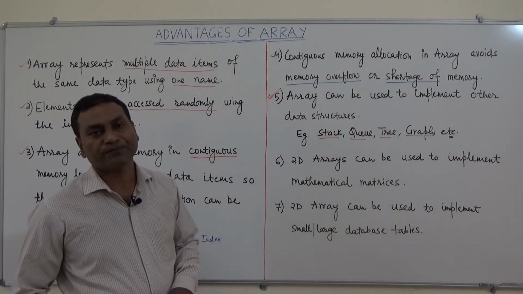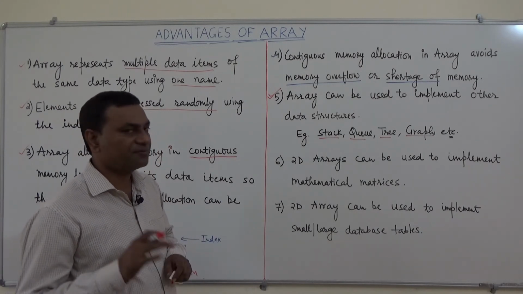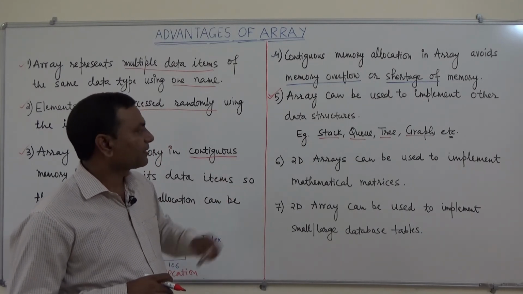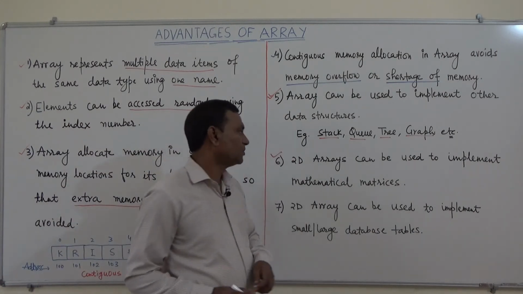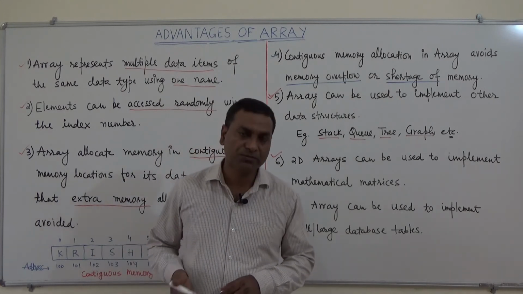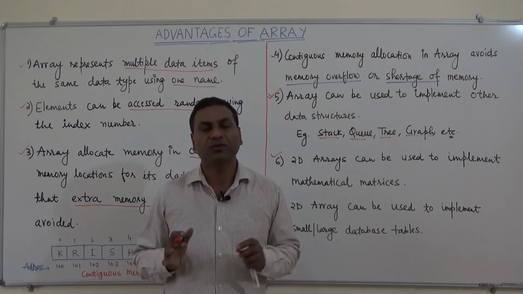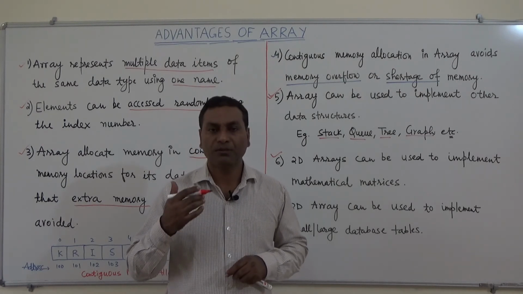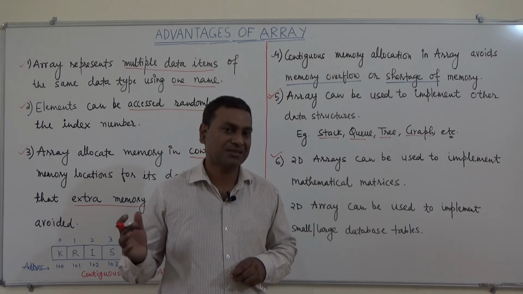So we can simply use the array. This is the fifth benefit of using the array. And sixth is the 2D array. As we know, this 2D array can be used to implement mathematical matrices. If we wish to add two matrices, multiply two matrices, or make a program for sparse matrices, etc.